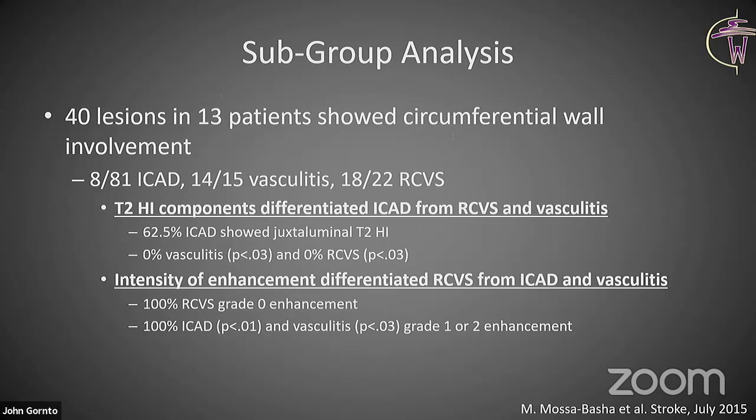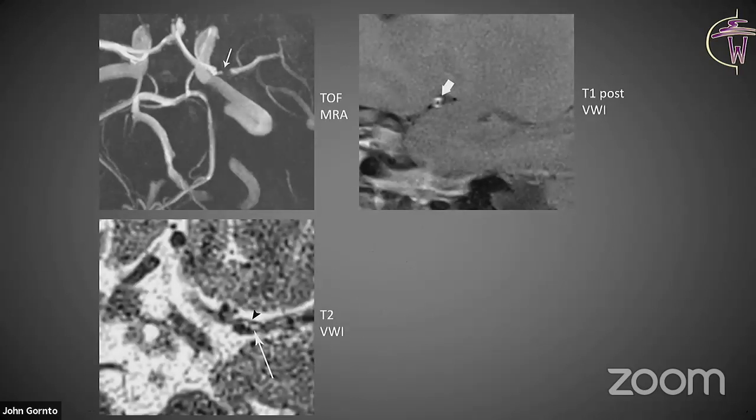So next we looked at patients who had concentric lesions, and we analyzed those specifically to see what characteristics would differentiate diseases. If you got those 1 in 10 atherosclerotic plaques that was concentric, how could you differentiate it from RCVS and vasculitis? What we found was for atherosclerosis, you could differentiate it from the other diseases based on the juxtaluminal T2 hyperintense component, as that was present in 62% of those plaques, while it wasn't present in any of the vasculitis or RCVS plaques. And the intensity of enhancement differentiated RCVS from everything else, where RCVS generally did not enhance with these lesions relative to the others.